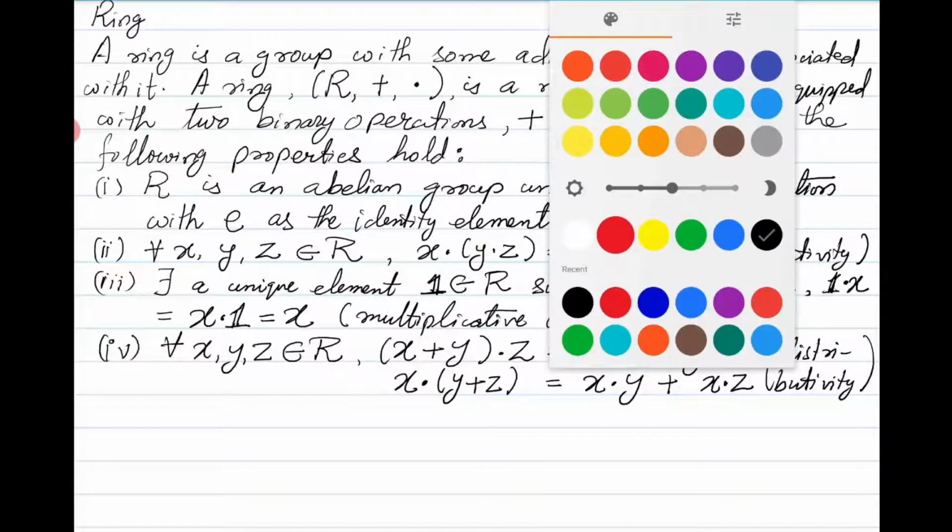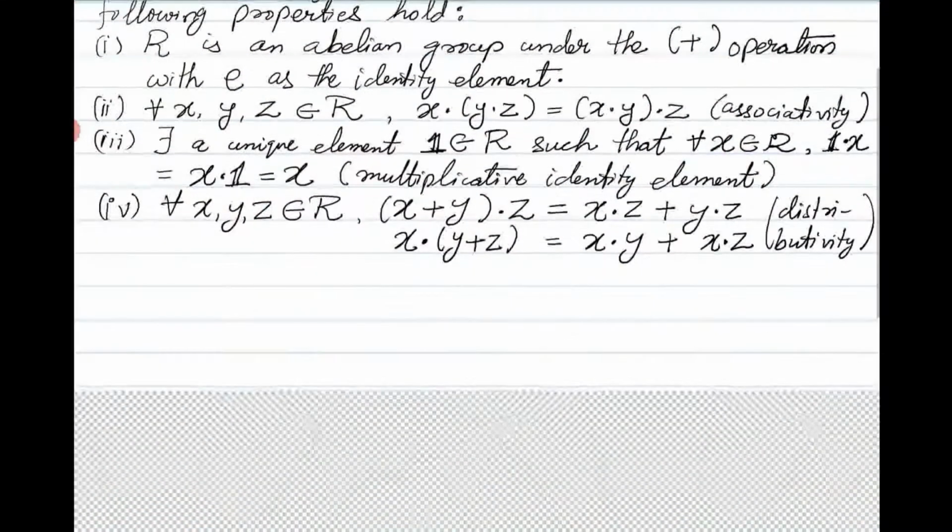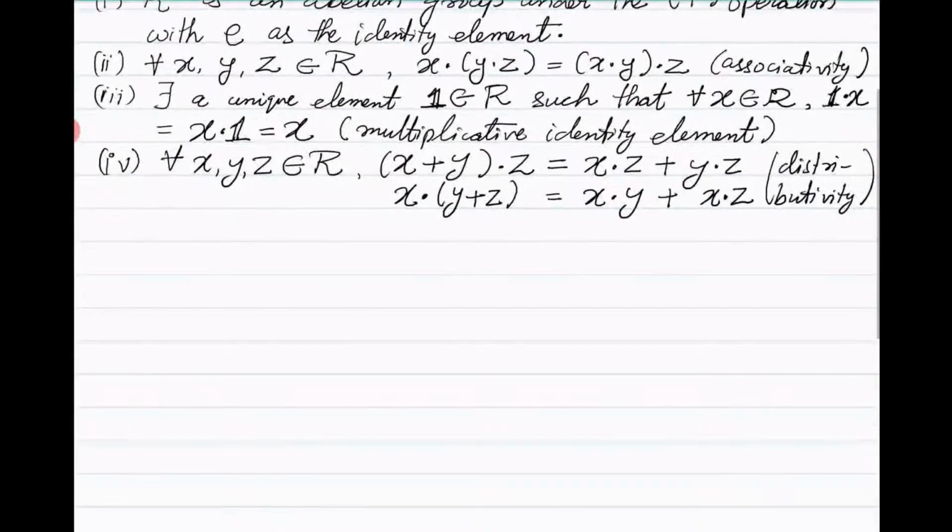So what we see is a ring is actually an abelian group with a unique identity element corresponding to the plus operation. Then you have the associativity with respect to the dot operation, existence of a unique multiplicative identity for the dot operation, and the distributivity with respect to the plus and the dot. So if a group satisfies all these four, then that group is termed as a ring.